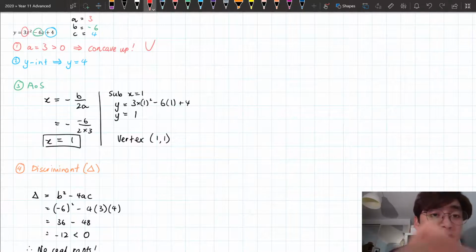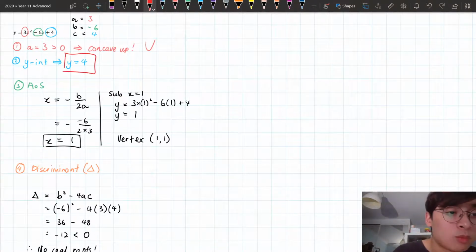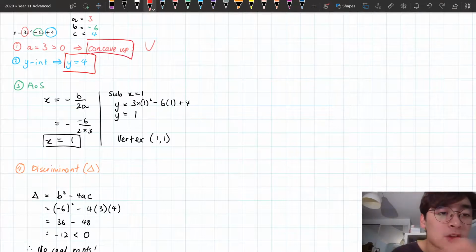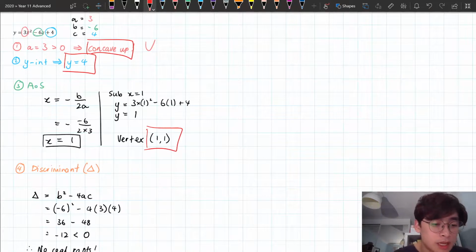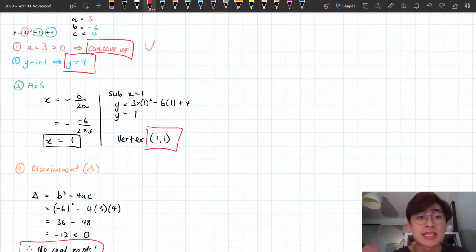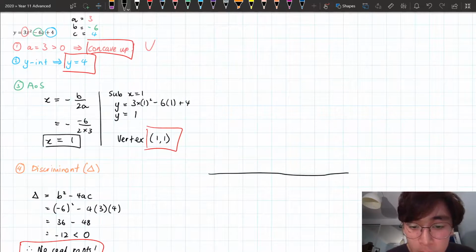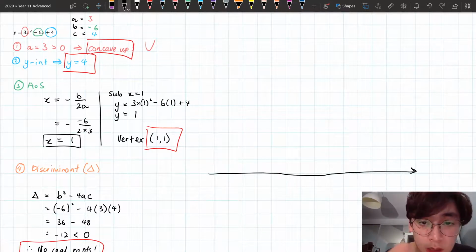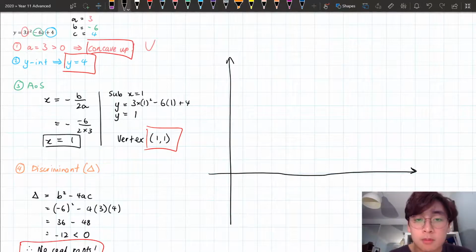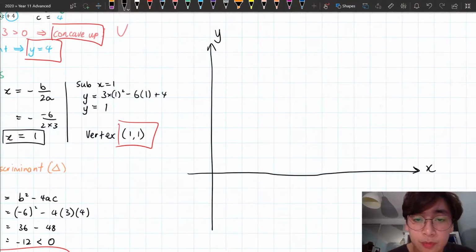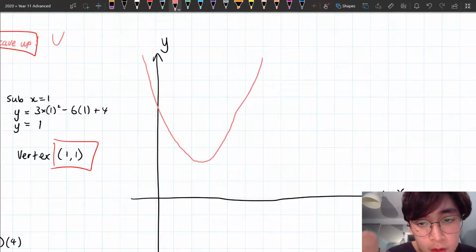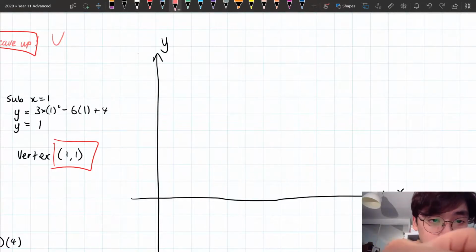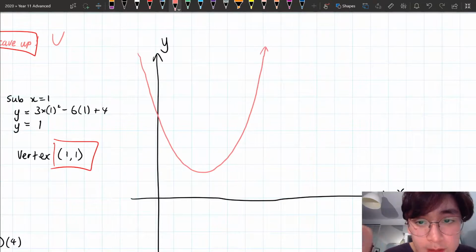The pieces of information that I have are the concavity, so it's concave up. I should have highlighted this from the previous one. I have my y-intercept at y is equal to 4. I have my vertex at 1, 1, and I know there's no real root, so it's never going to touch the x-axis. For this example, I'm going to move my y-axis a little bit to the left. It's concave up, so I'm going to go down. It's going to touch the y-axis at 4. Oh, I'm going to try that again. My arm bumped itself. That's a little bit better.